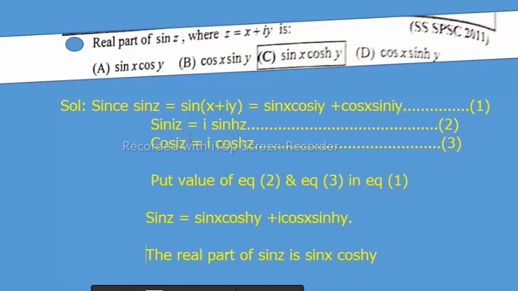So sin iota y is equal to iota sin hyperbolic y, and cos iota y is equal to cos hyperbolic y. So putting the values of equation 2 and equation 3 in equation 1, equation 1 becomes, that is, sin z is equal to sin x cos hyperbolic y plus iota cos x sin hyperbolic y. The real part of sin z is sin x cos hyperbolic y, so option C is correct.